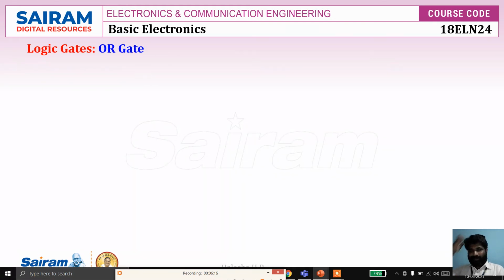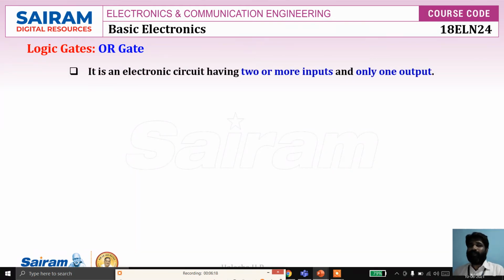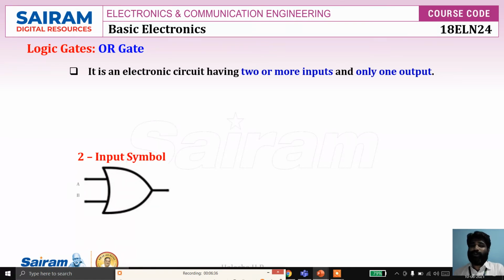Right? Next we'll consider the OR gate. Again, it is an electronic circuit having two or more inputs. In a NOT gate there is only one input and one output, but an OR gate has two or more inputs. It can be 2, 3, 4, anything, and only one output. This is the symbol of a two-input OR gate. A and B are the inputs, Y is the output.